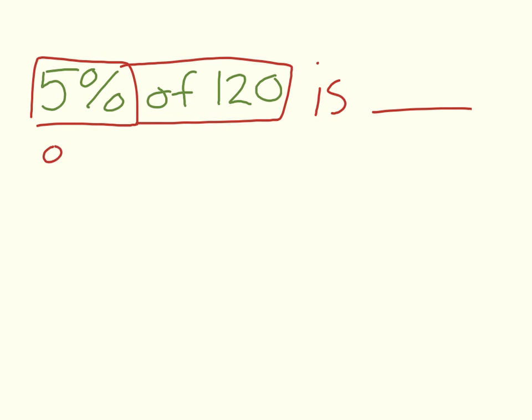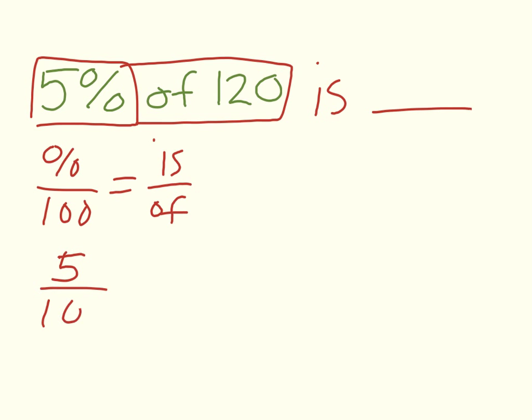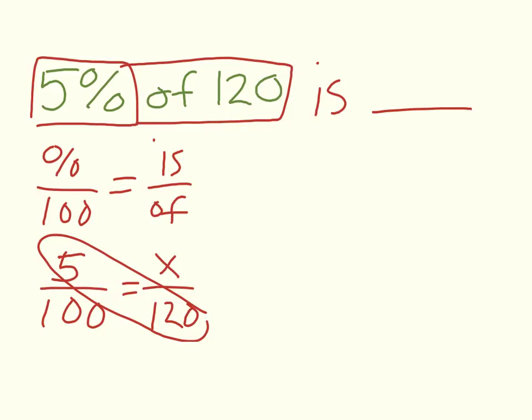So you use the formula. Percent over 100 equals is over of. And you put 5 in the percent spot. 100 always goes in the 100 spot. And then your is what you're missing. Put your X there. And your of is 120. So you cross multiply. And you divide by the leftover. And you find out that the is, or the X, is 6.